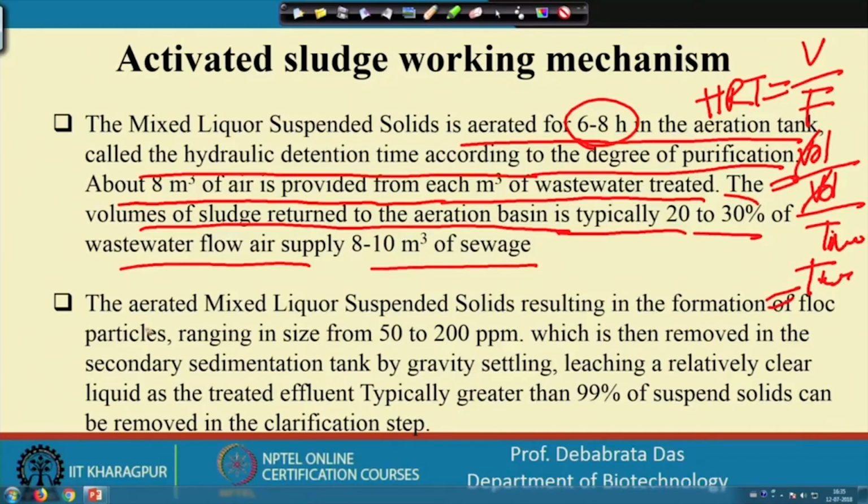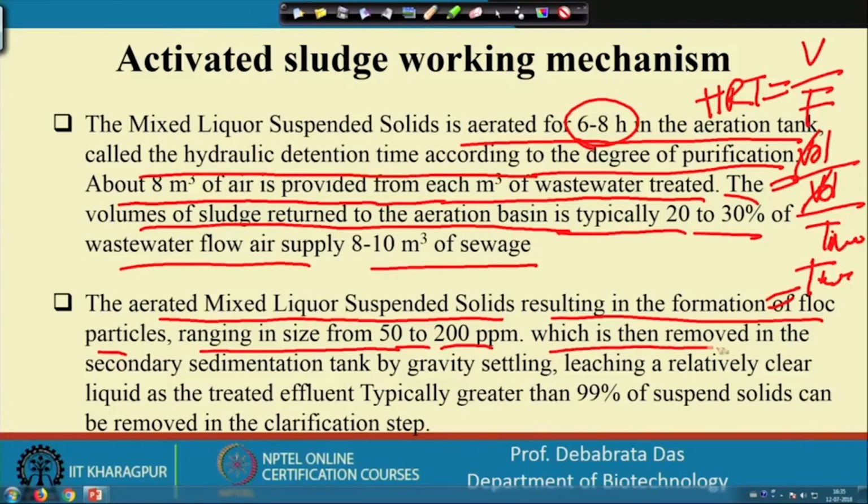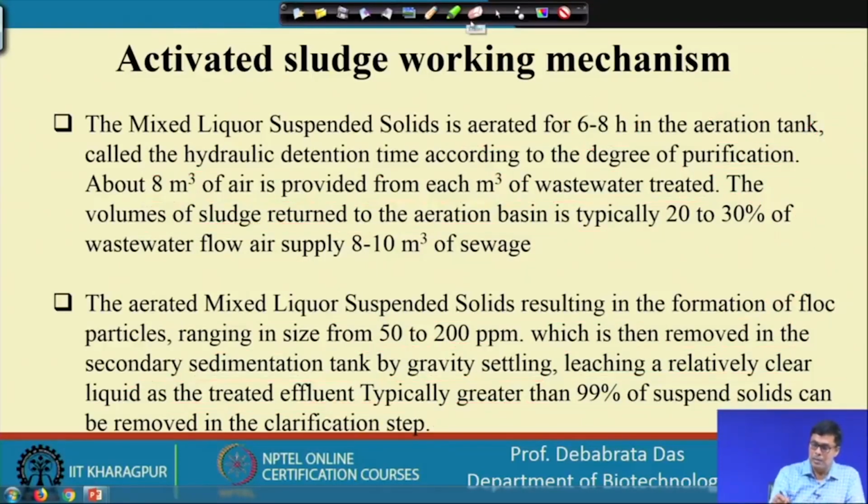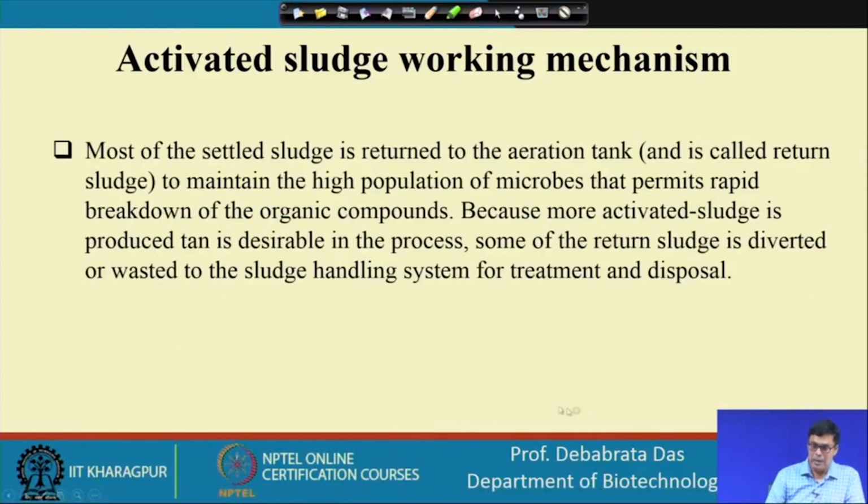Now, the aerated mixed liquor suspended solids results in the formation of floc particles ranging from 50 to 200 microns, which are then removed in the secondary sedimentation tank by gravity settling, leaving a relatively clear liquid as treated effluent. Typically, greater than 99% of suspended solids can be removed in the clarification step. So, finally it passes through secondary clarification to get the clear liquid.